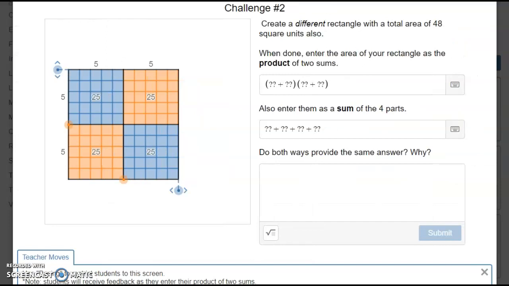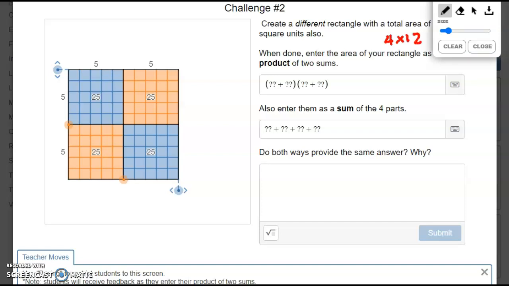Okay, so then card number 14. Create a different rectangle with a total area of 48 square units also. Okay, when done, enter the area of your rectangle as the product of two sums. So this time I want to do maybe 4 times 12. How about 4 times 12?